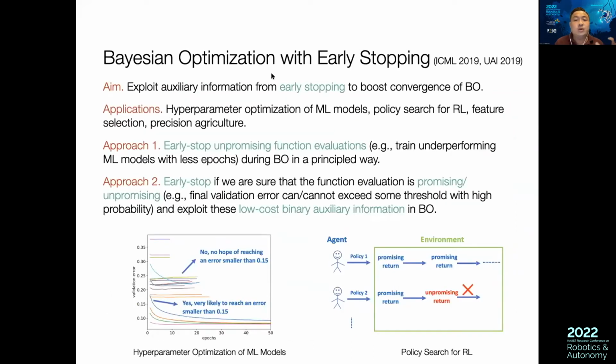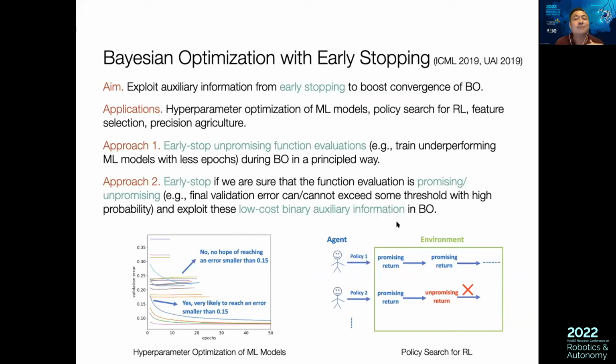Now, subsequently, we want to look at whether we can use Bayesian optimization in more complex optimization problems. As an example, when we try to apply it to, say, policy search for reinforcement learning problems, we notice that there is additional auxiliary information being made available to us.